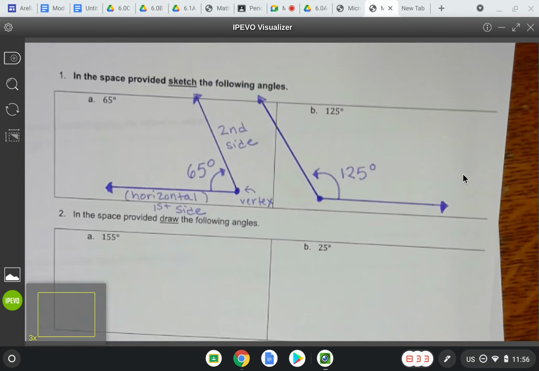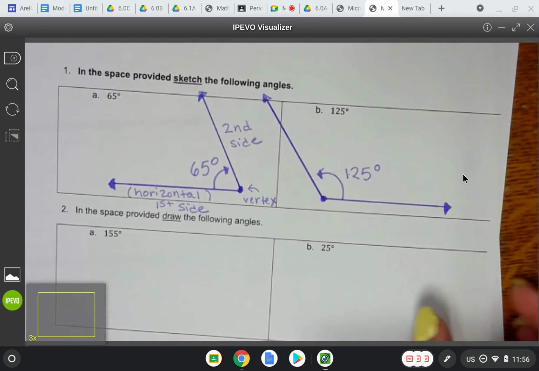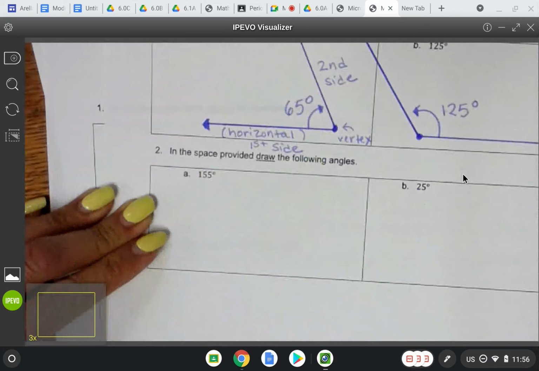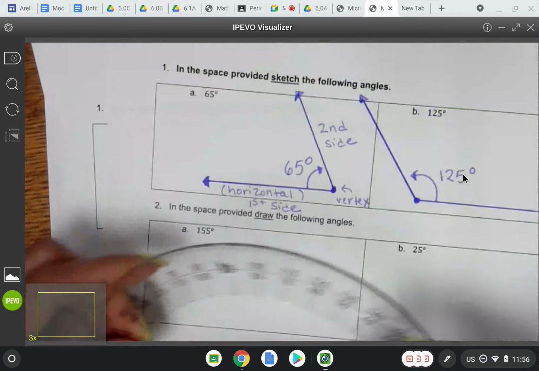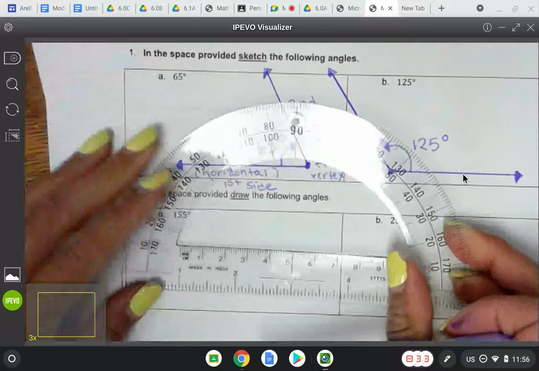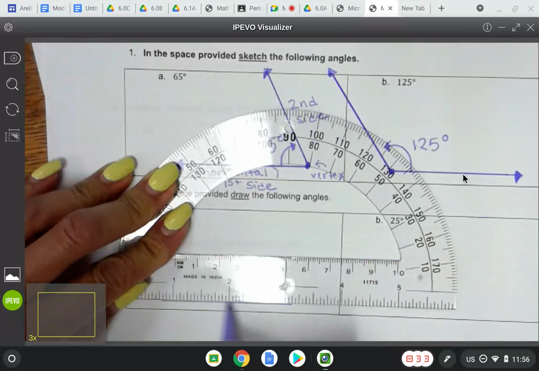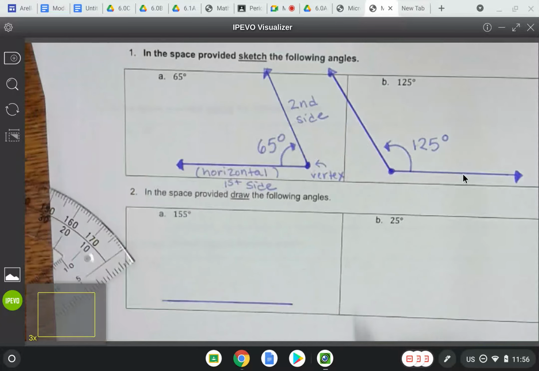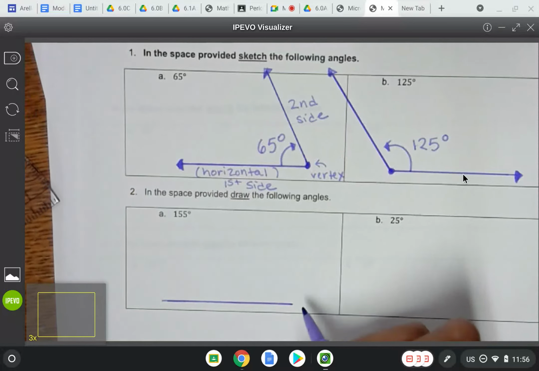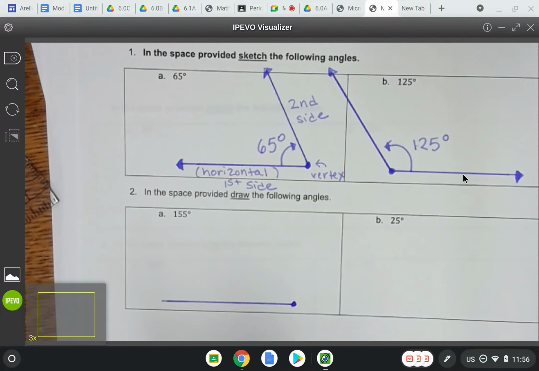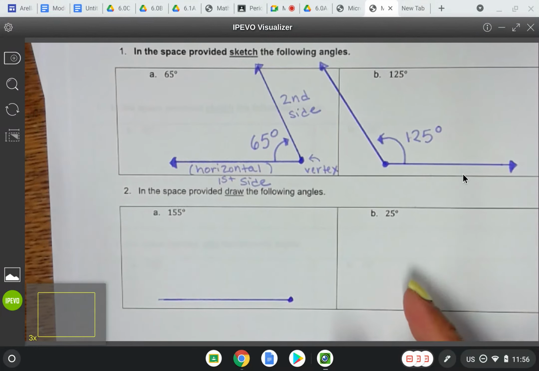Okay, number 2. Again, you're going to draw your horizontal. So start with your horizontal. And I'm going to use the right side as my vertex. So I'm going to just practice using both ends. It doesn't matter which end you use.